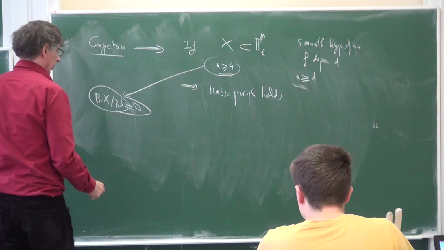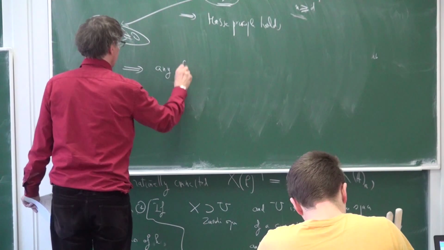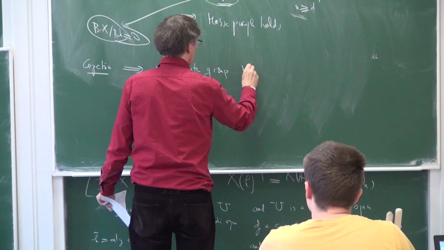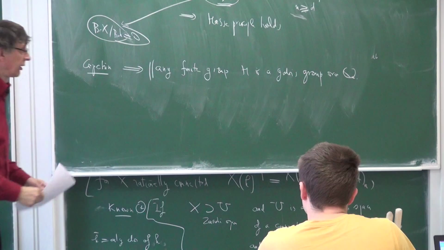So that's a very strong conjecture. The conjecture also implies, as I said last time, so let me repeat this, that any finite group is a Galois group over Q. At some point I will explain why it implies it, but it's not very complicated. So that tells you that it's a very strong conjecture.